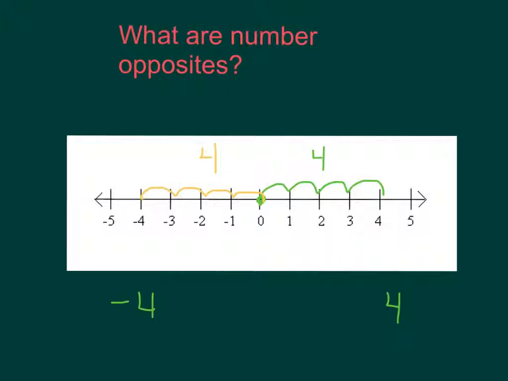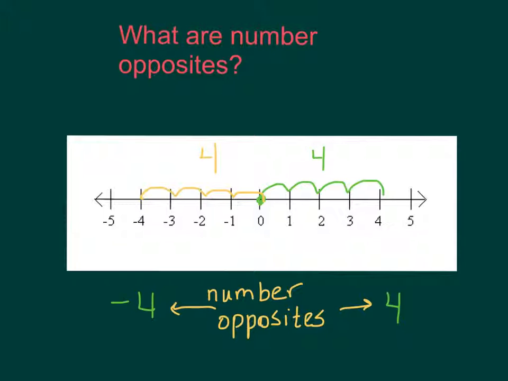So because the absolute value of -4, which equals 4, is equal to the absolute value of +4, which is also 4, we can say that -4 and 4 are called number opposites. Okay, they are called number opposites.